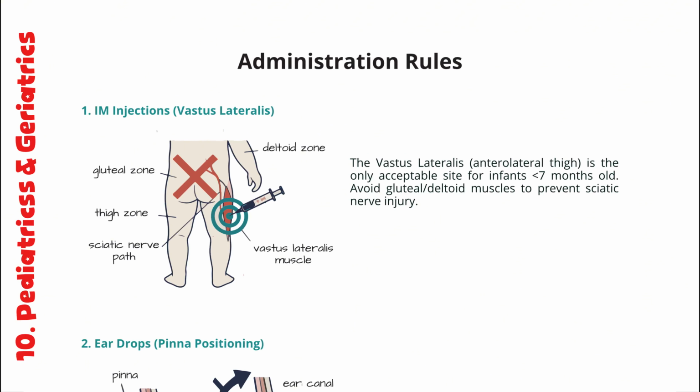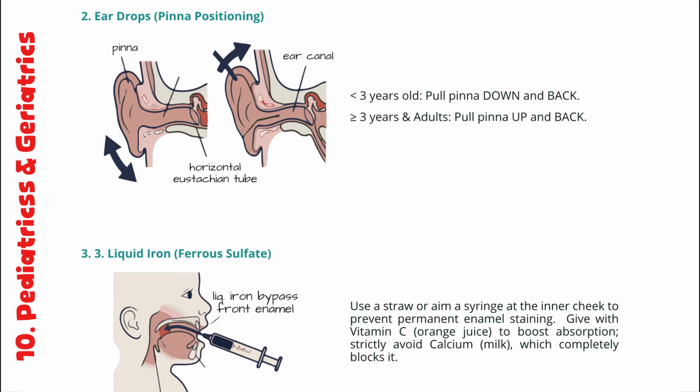IM injections in infants under 7 months go in the vastus lateralis only, the anterolateral thigh, never the gluteal or deltoid muscles, to avoid the sciatic nerve. Eardrops flip by age: pull the pinna down and back under age 3, up and back at 3 and older, because the eustachian tube orientation is different.